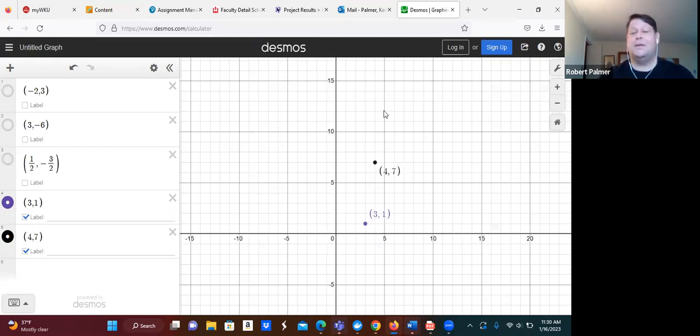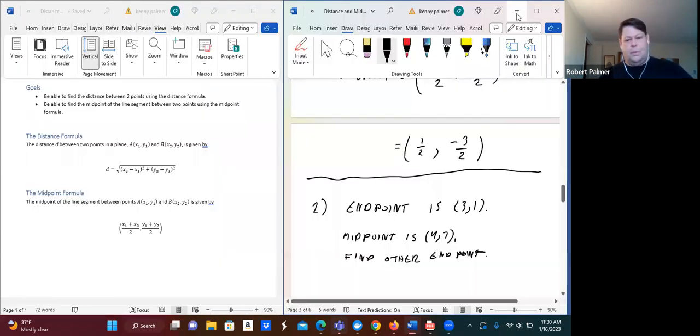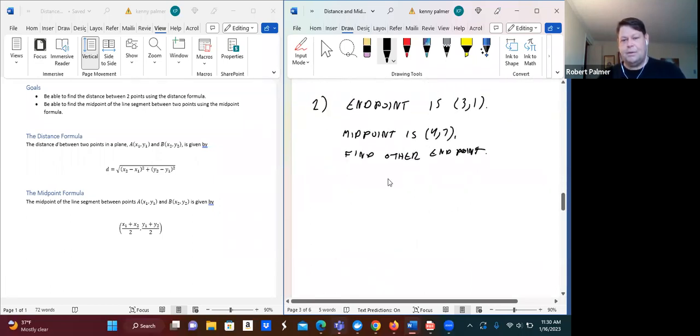So that gives us an idea. If we get something that's really different from that, we probably did something wrong. Now let's explain how to find this thing. Okay, so once again, we're going to use the midpoint formula.